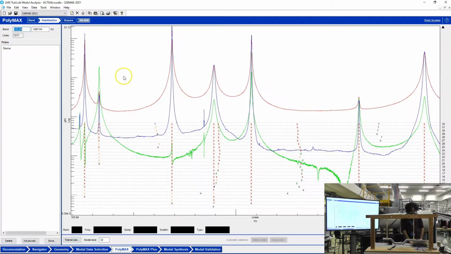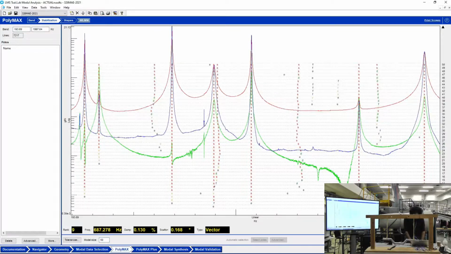So this is the algorithm that it's working right now. Let's have a order of 50. And as you see here, you have columns of symbols. Now every symbol means something. Now O means that the peak was newly found. V means it's stable in frequency and shapes but not damping, and so on and so forth. So S means that the peak is stable.